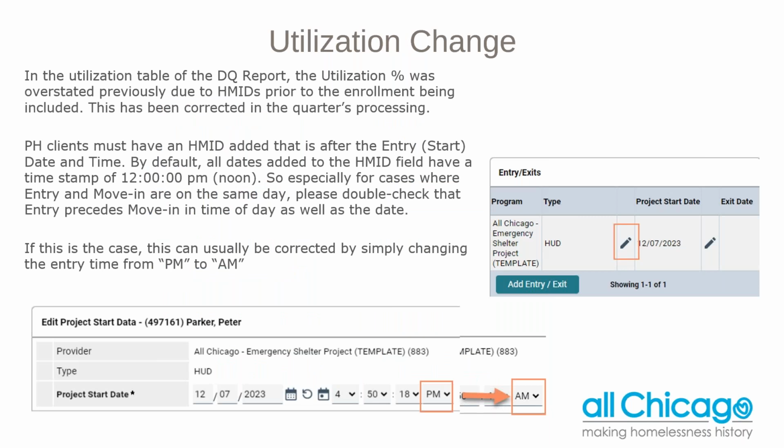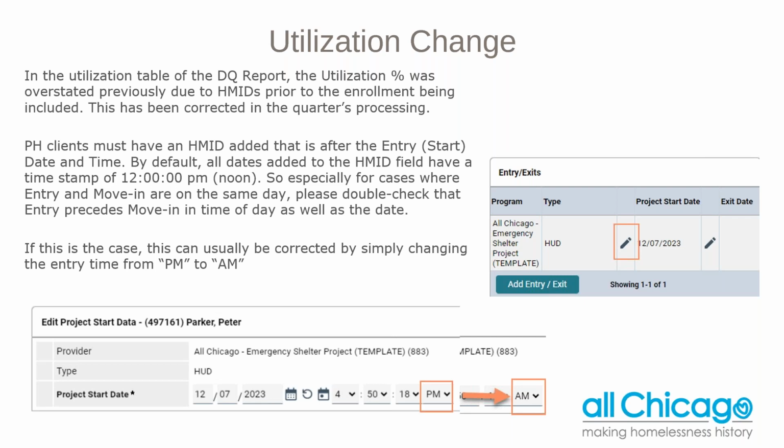There is one thing to note about the utilization table in the report. Previously, the utilization percentage was being overstated due to housing move-in dates prior to enrollment being included in that utilization percentage. This has been corrected in this quarter's data quality process. For permanent housing clients, always keep in mind that they must have a housing move-in date added to their enrollment, after the entry, which is the start date and time.